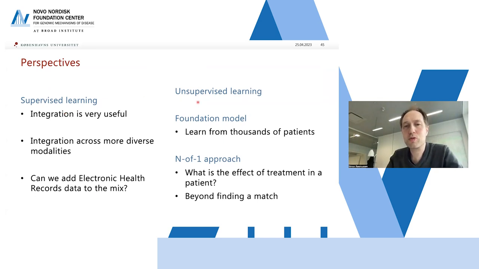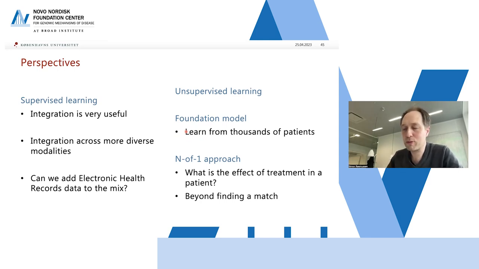For the unsupervised learning, something I would be very interested in is trying to see if we can train foundation models, like GPT is for text and so on. These are models that learn a lot on general points. For instance, we train here on 700 patients. Imagine we could train from thousands, even hundreds of thousands of patients.